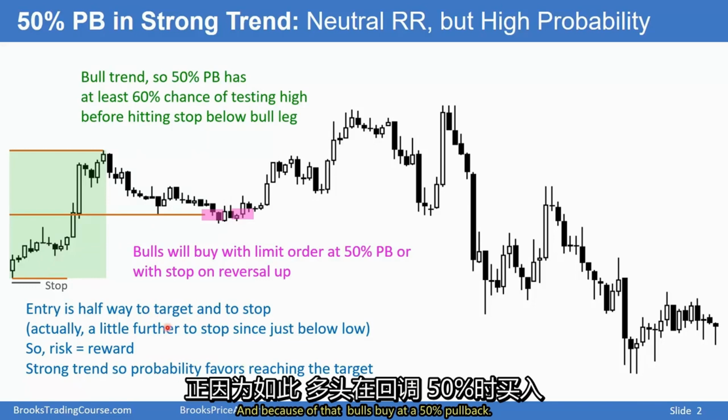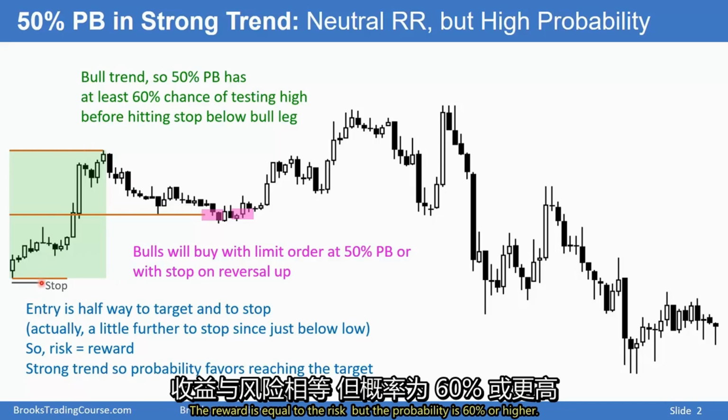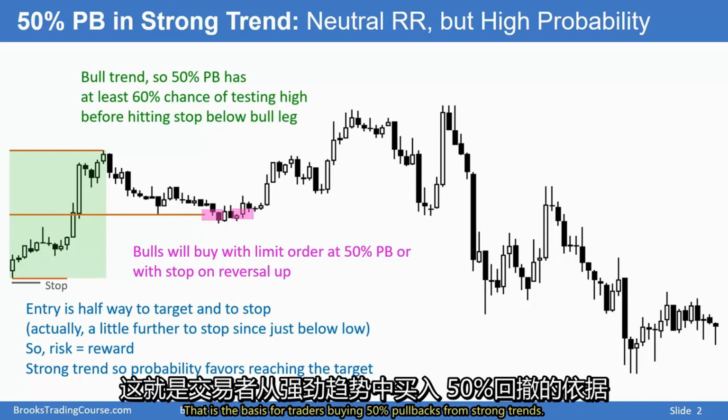And because of that, bulls buy at a 50% pullback. The reward is equal to the risk, but the probability is 60% or higher. That is the basis for traders buying 50% pullbacks from strong trends.